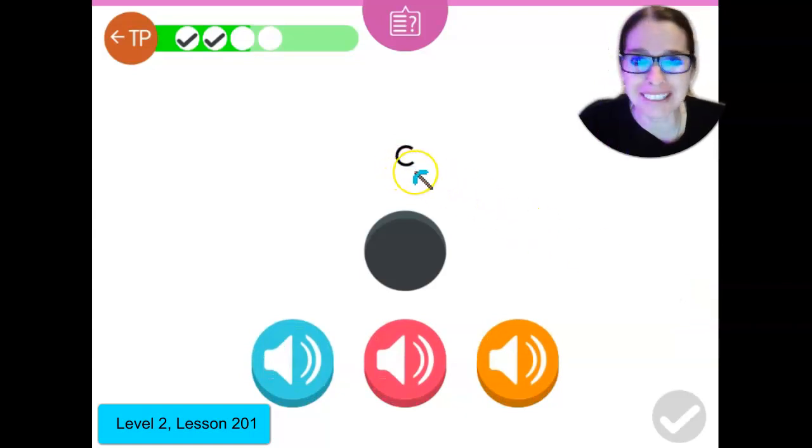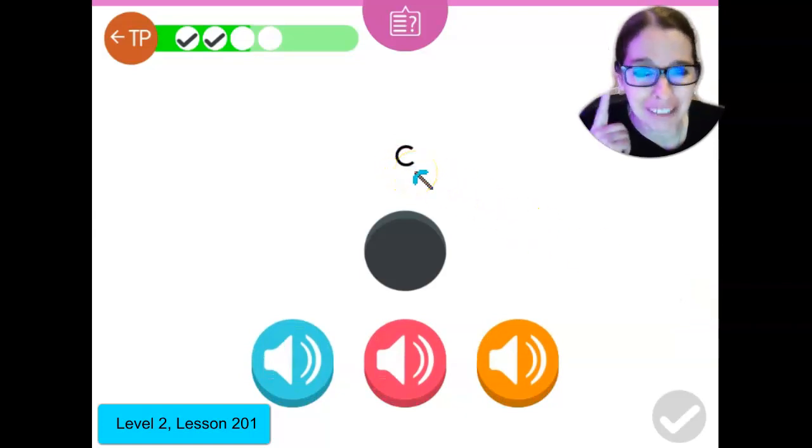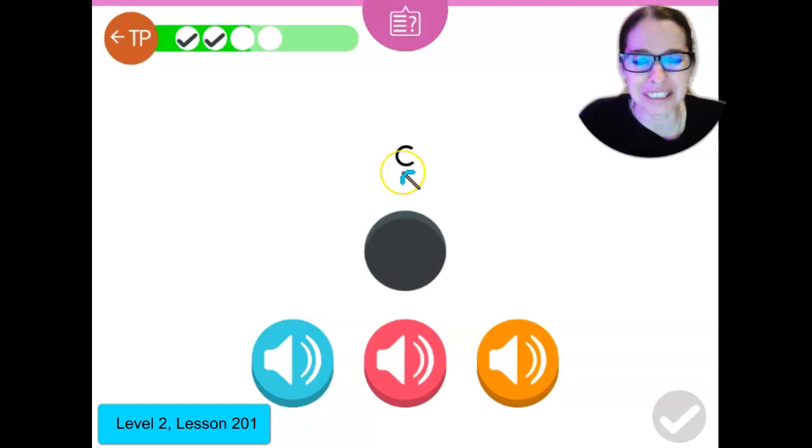I know I'm not listening. I don't know why I'm doing that. I want to hear it myself say it. So this is the K sound. I'm listening for the K sound.